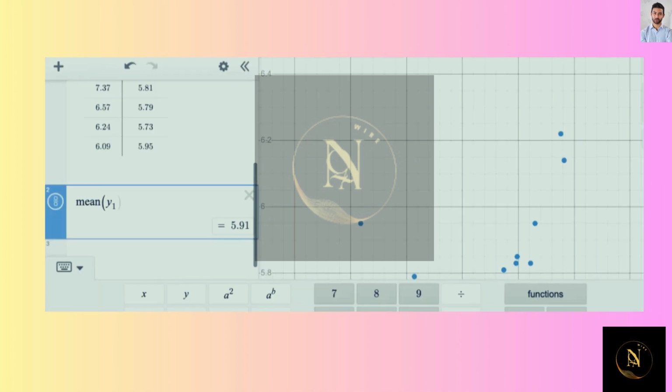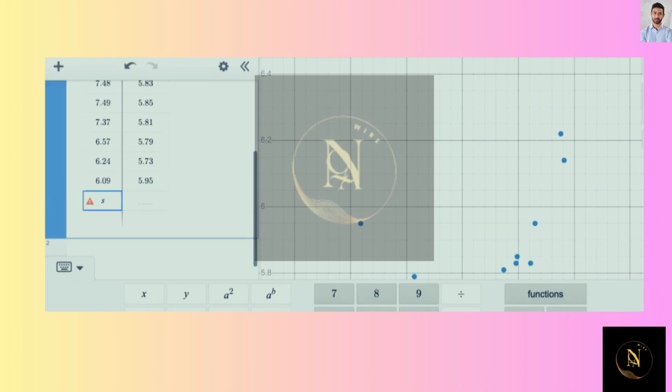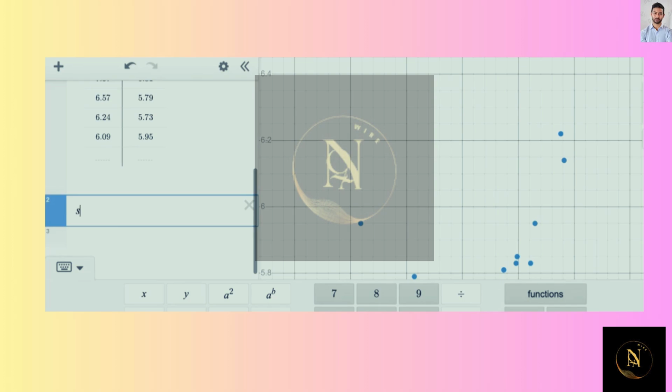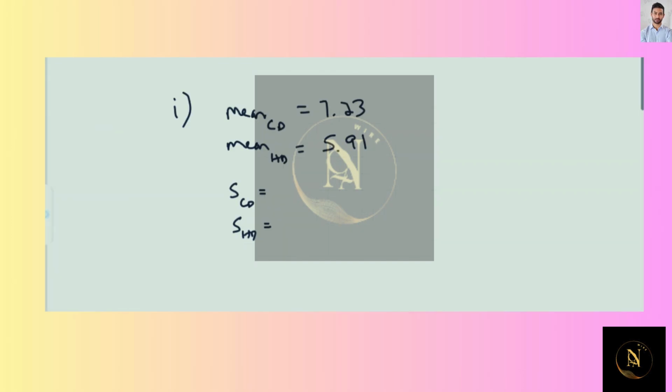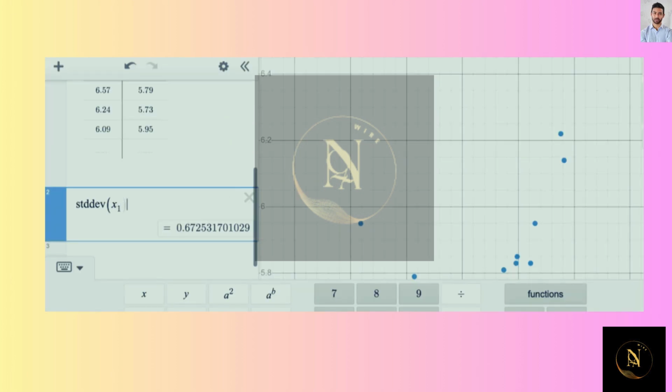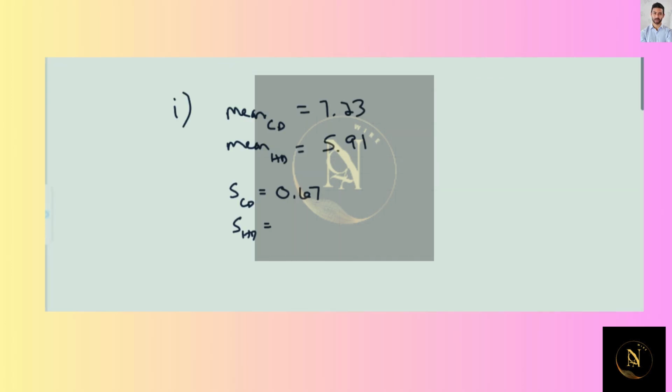The standard deviation of consumer debt and household debt: the standard deviation of consumer debt was 0.67 and of household debt 0.16, to the nearest hundredth.